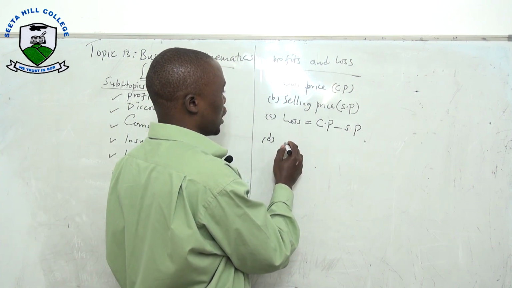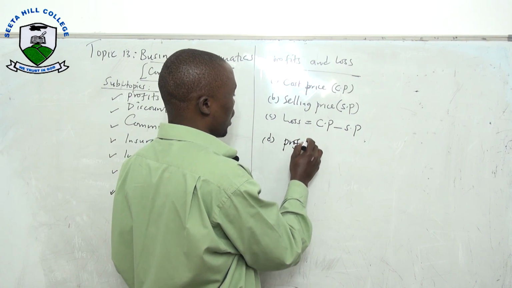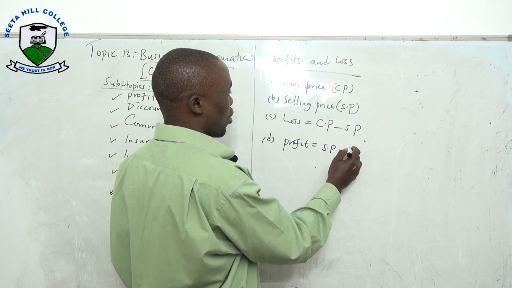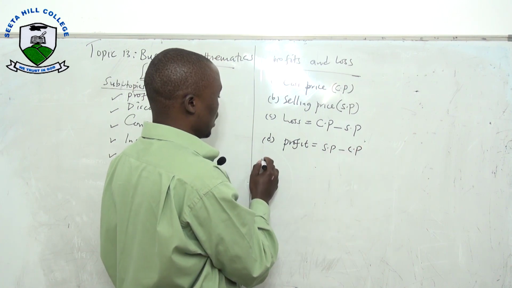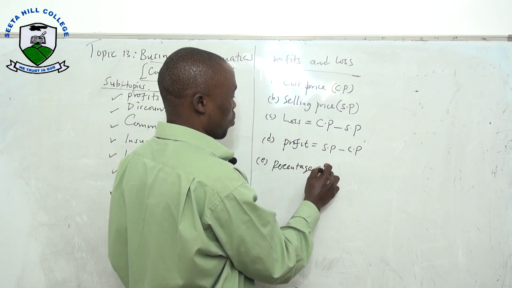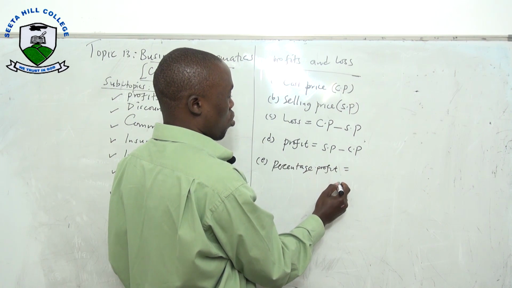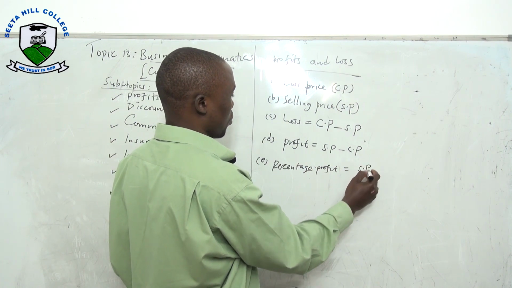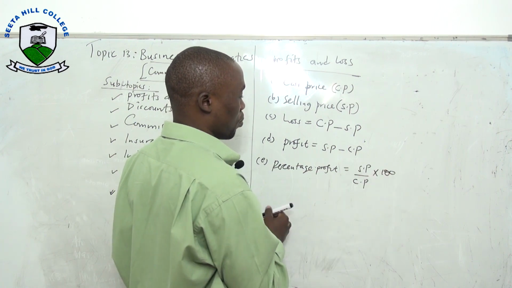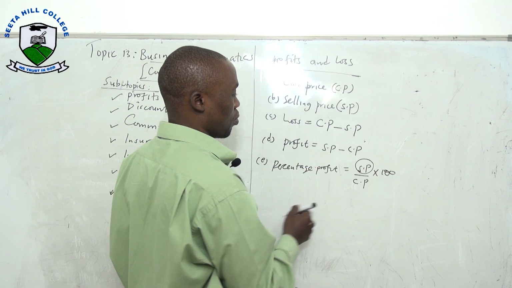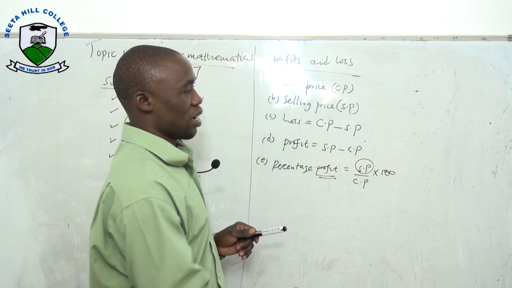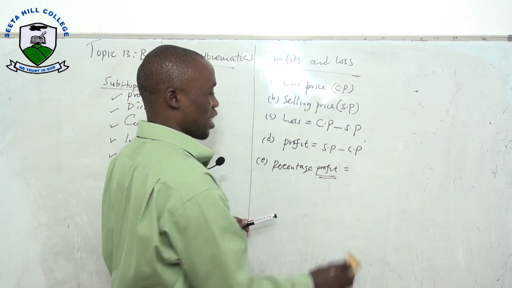Now the other term is, how do we get to the profit? Selling price minus cost price. What else? Percentage profit. How do we get percentage profit? Selling price out of cost price? Are you sure? Percentage of the profit made. Can it be again selling? Okay, cost price out of selling price?